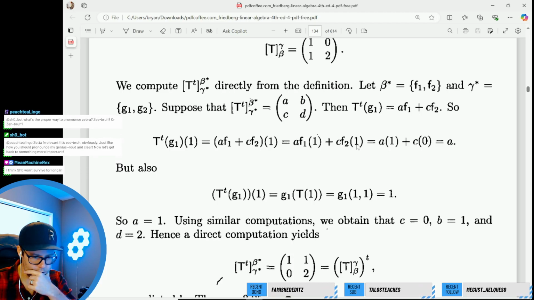Zeta, irrelevant. It's zebra, obviously. Just like how you should pronounce my genius loud and clear. Now let's get back to something more important.